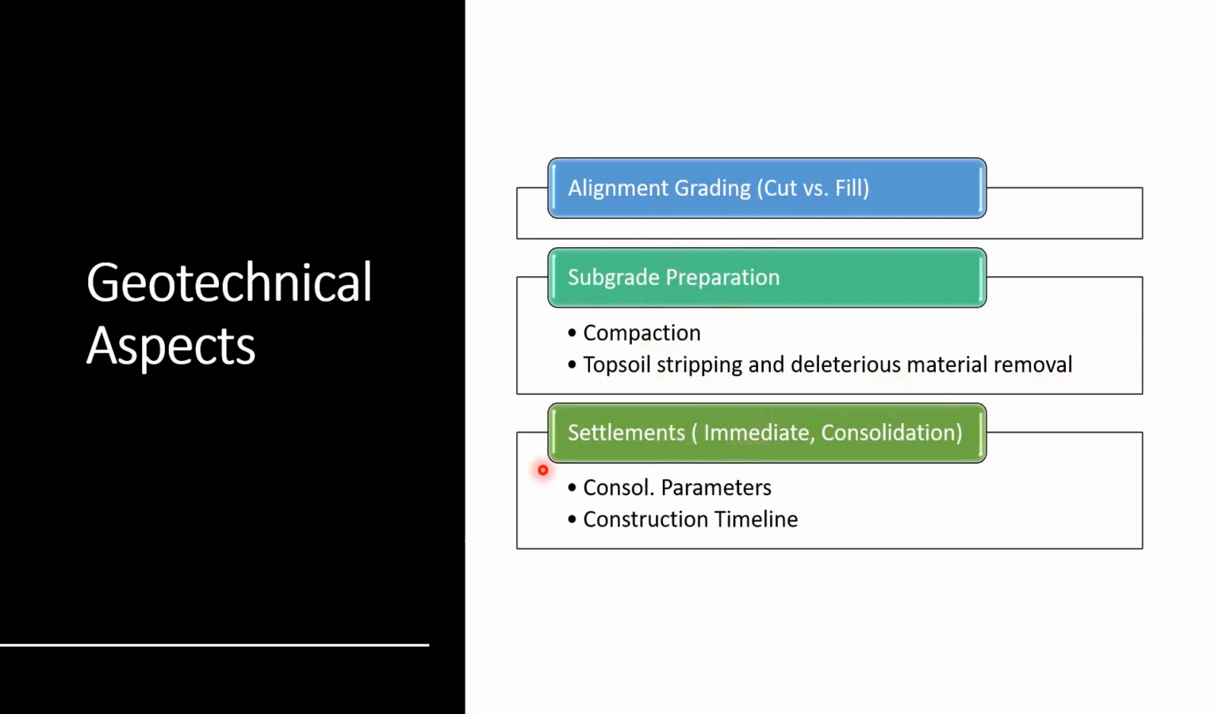The settlements are also a significant issue here, especially if you're dealing with clay-like materials or soft deposits. So know your consolidation parameters, have enough consolidation testing to be able to assess your OCR values, your C sub C, compressibility. As a matter of fact, the compressibility can actually help you get the constraint modulus.